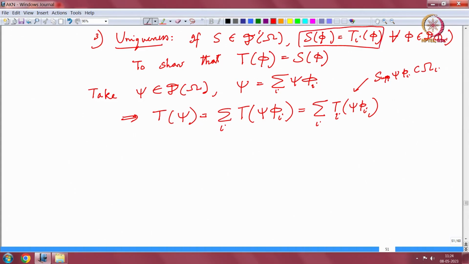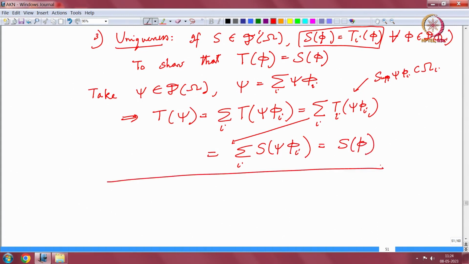On omega I, it coincides with the Ti. So, this is the same as summation over I of S of psi phi I. You see, Ti is the same as S on functions defined on omega I, psi phi I, and then you can take S outside. So, you get S psi. So, it is almost an immediate proof.